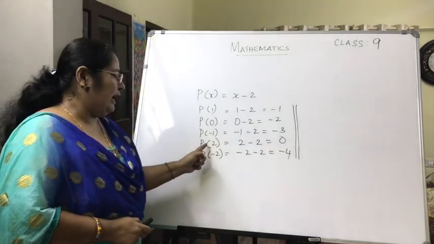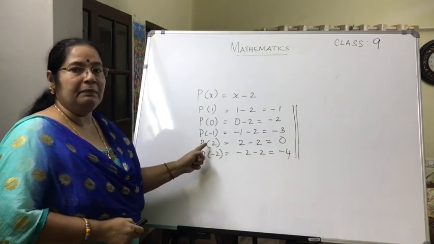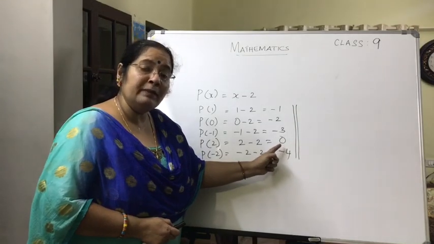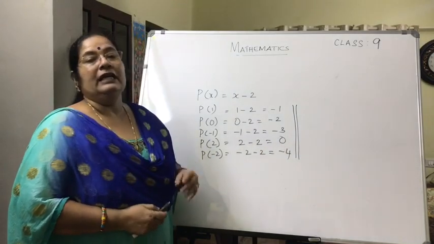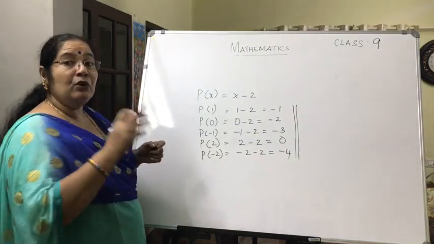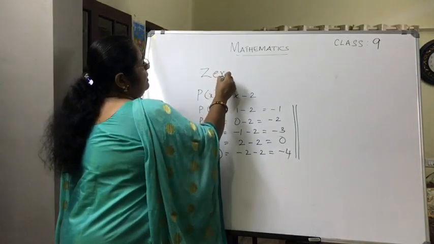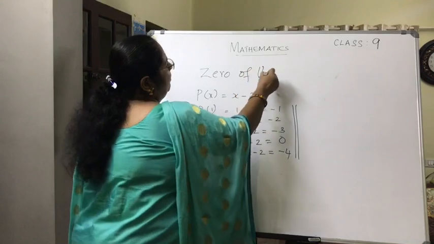So this value of the variable which makes the value of the polynomial 0 is called 0 of the polynomial. It is called 0 of the polynomial.